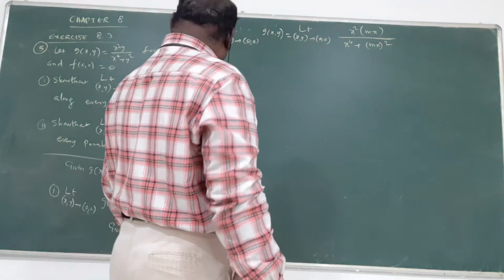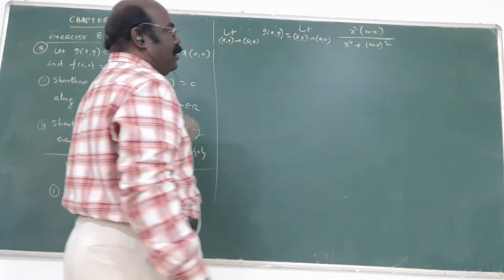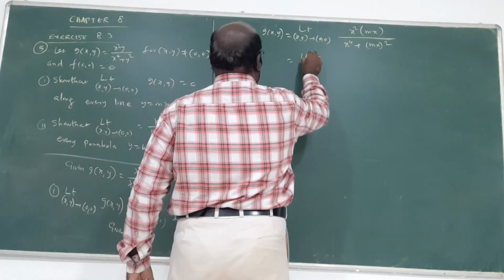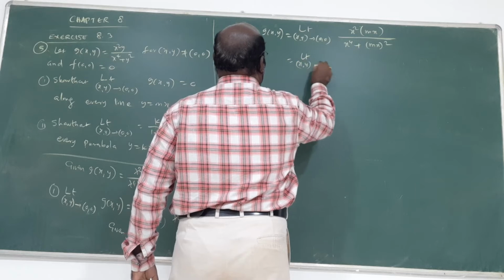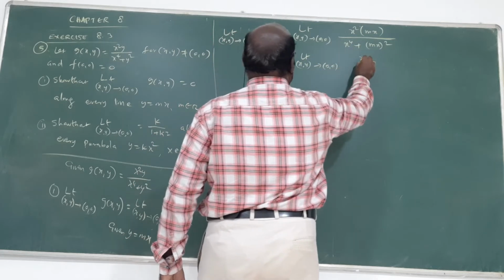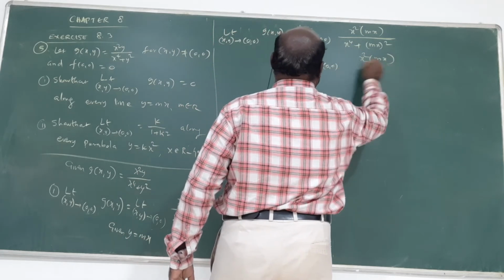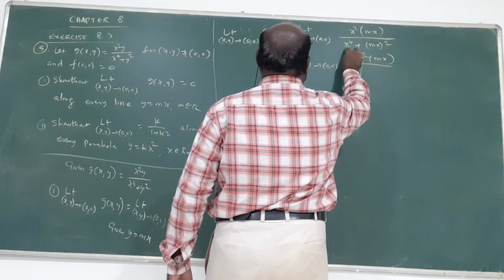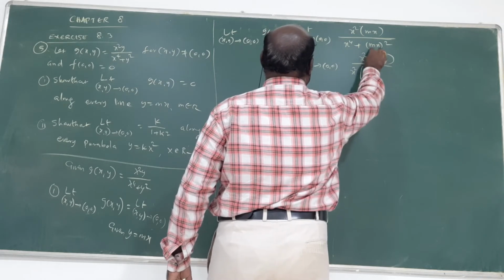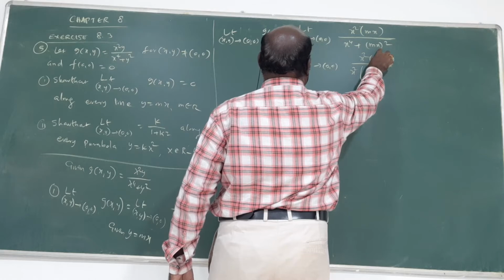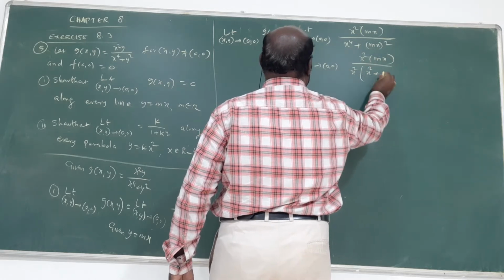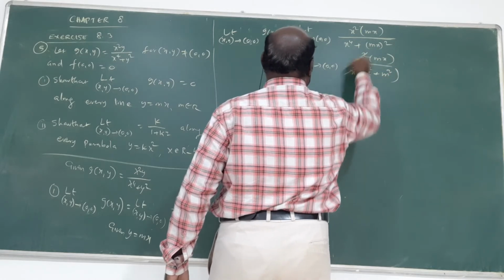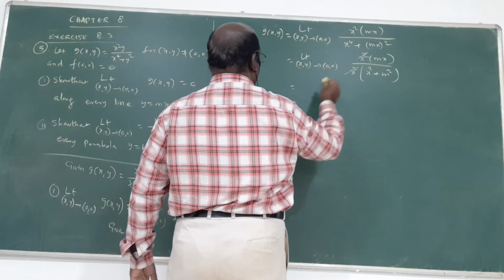But replace y by mx, you make something given. Now simplify. x comma y tends to 0 comma 0. Here x square is no problem. Out of these two, x square is common. Here x square will come, this m square x square. x square can cancel. Only m square is coming. Now replace x by 0.